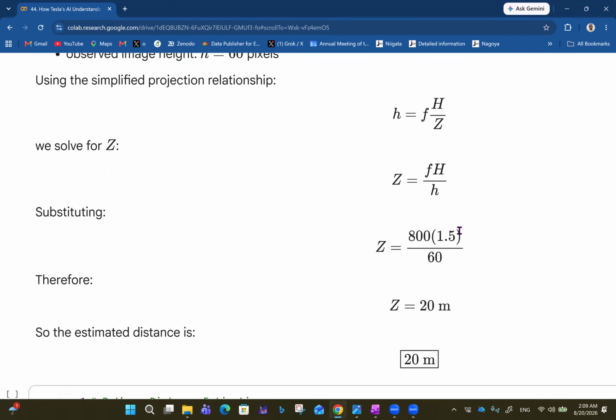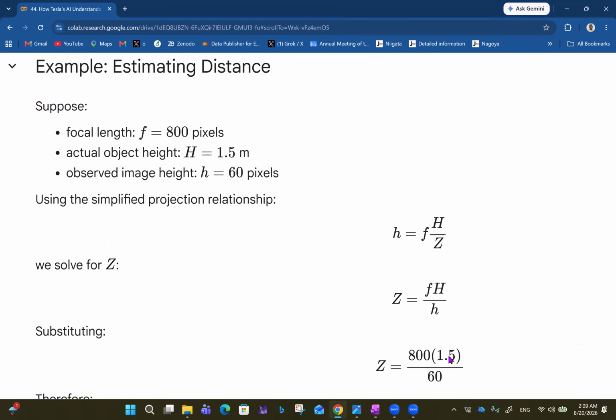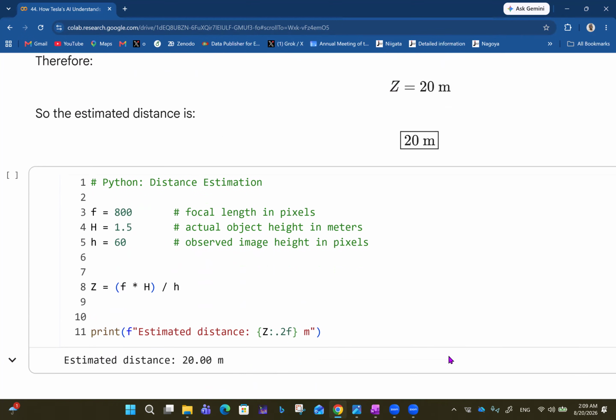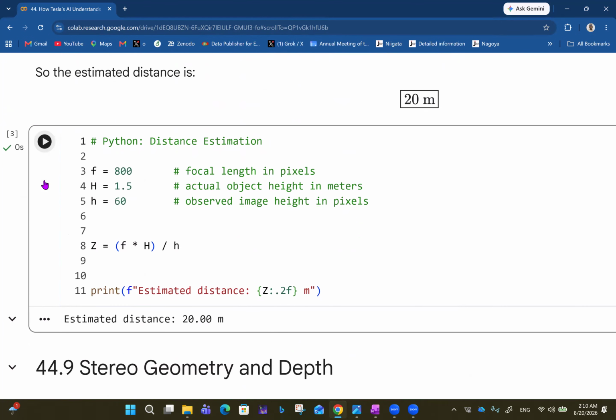2, 5, right? So 5 times 8, 40 over 2. That's 20 meters. So the estimated distance of the image will now be 20 meters. So that way we can do that. Of course, we can do a simple Python estimation. So you have focal length in pixels, then you have the observed image height in pixels, and the actual object height in meters. So we get the distance to be 20 meters like we got up here.